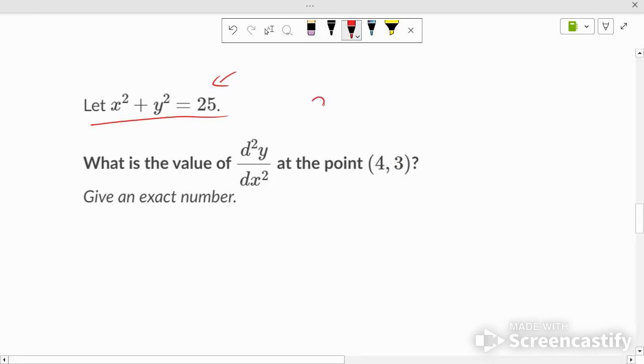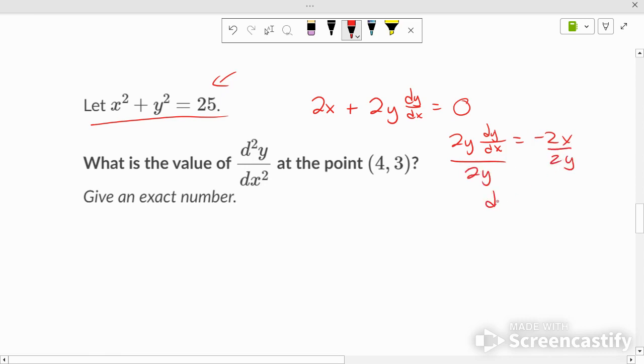All right, so it's 2x plus 2y dy dx equals 0. So 2y dy dx equals negative 2x, because we want to get dy dx alone. Then we will divide by 2y. So dy dx equals negative x over y. First derivative.